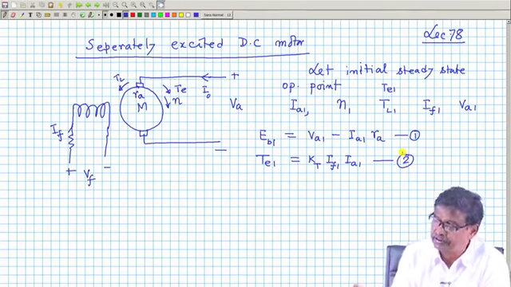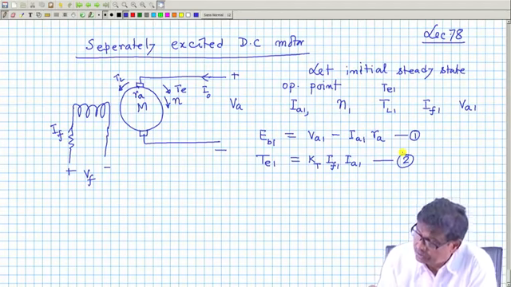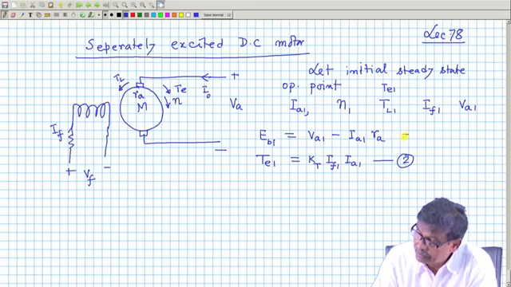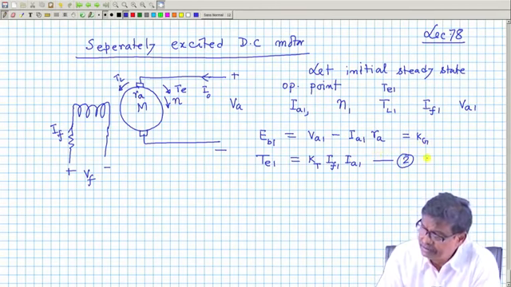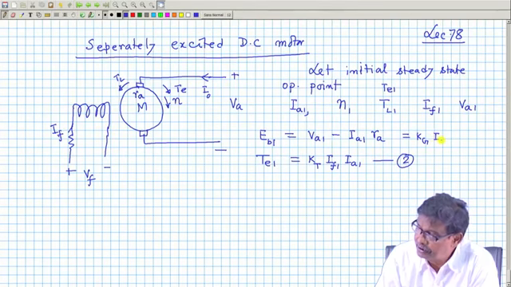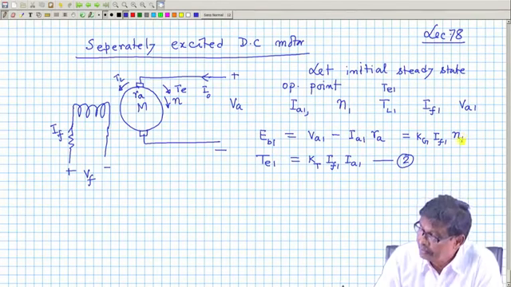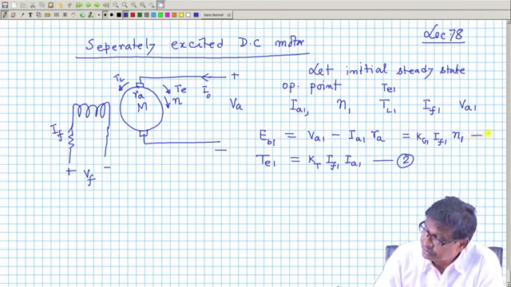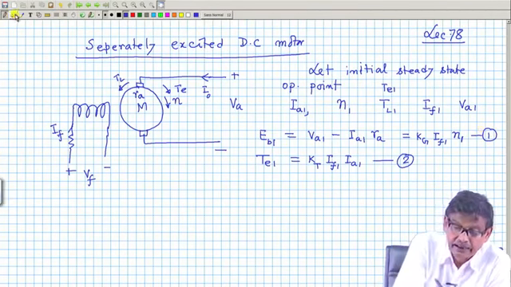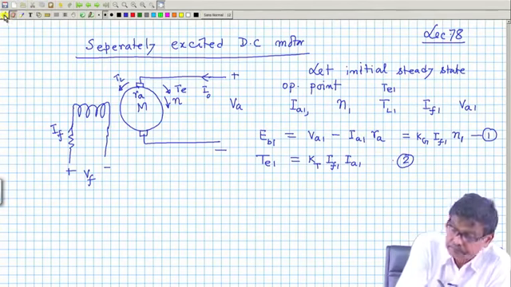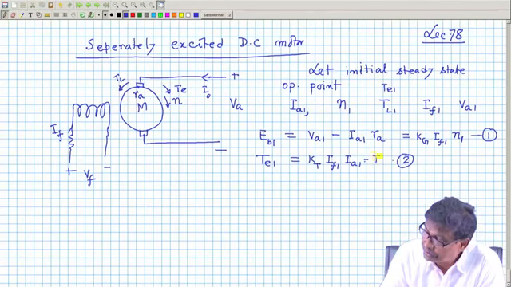Got the point? Initially this is happening. Also note that this EB1 is equal to the constant kg into IF1, that is k phi, into N1. And the torque expression I will write as equal to the load torque TL1.